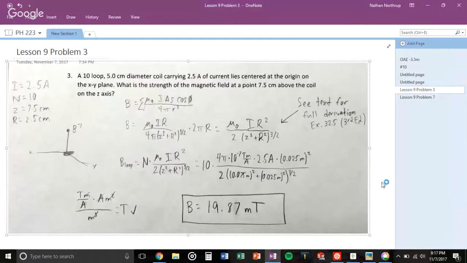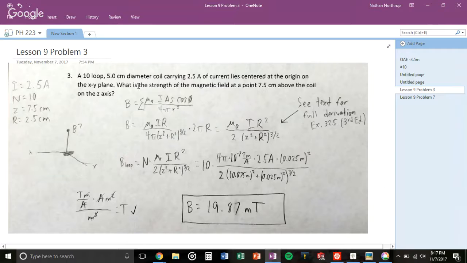Okay, hello classmates. This is problem number 3 on the group work assignment, which says a 10 loop, 5 centimeter diameter coil carrying 2.5 amps of current lies centered at the origin on the XY plane. What is the strength of the magnetic field at a point 7.5 centimeters above the coil on the Z axis?